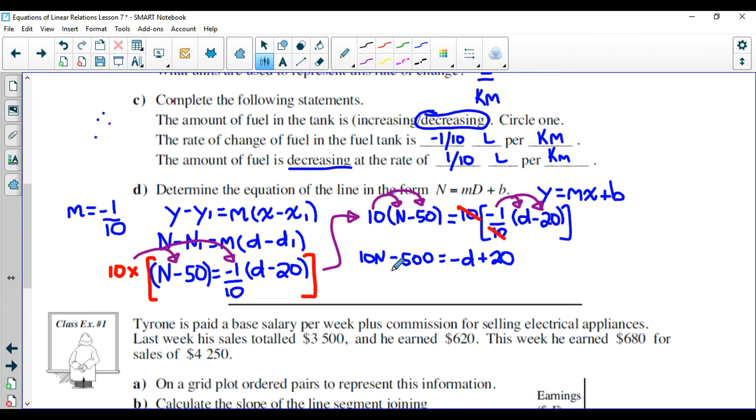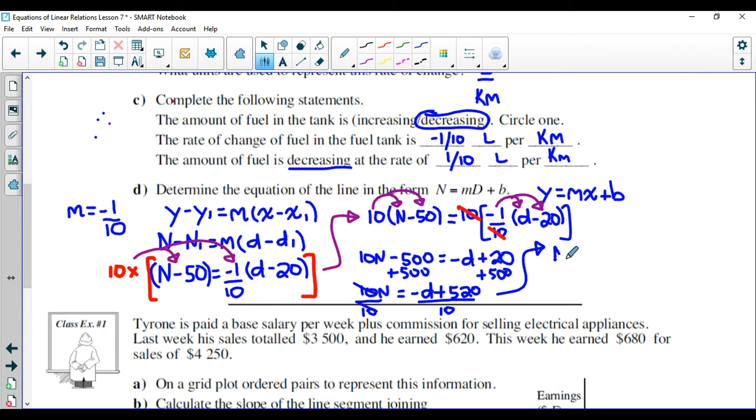Okay, let's try to get n by itself. So we're going to add 500 to both sides of the equation. Add 500. And then I'm going to have 10n equal to -d plus 520. To get n by itself, you can divide by 10, divide by 10.